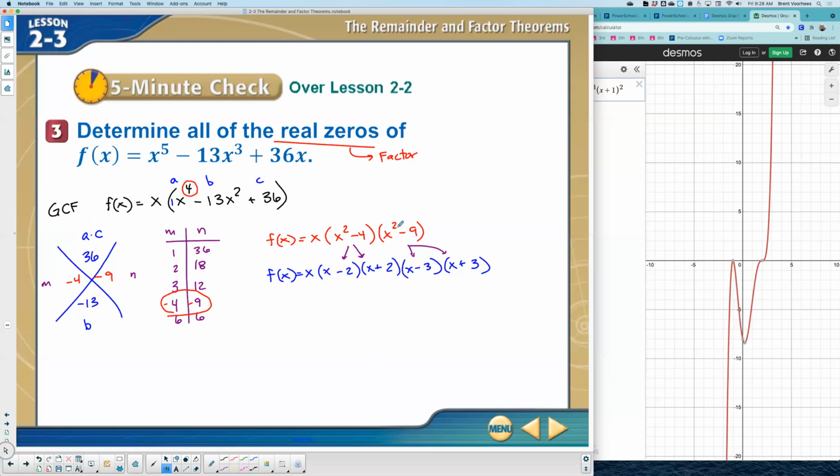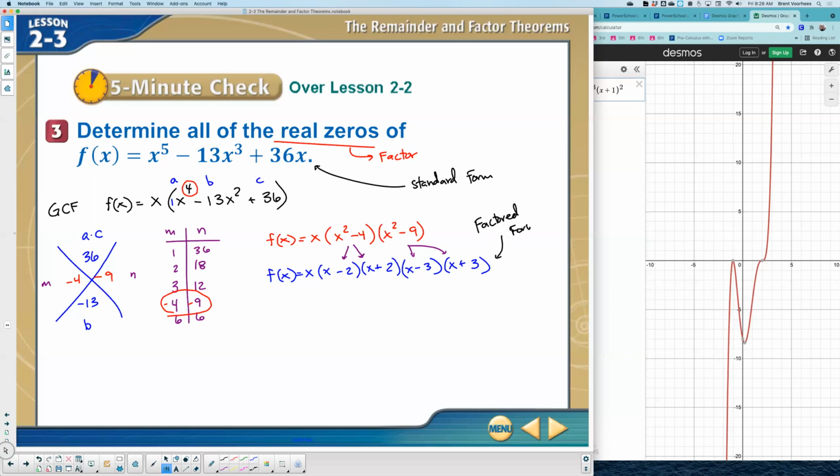These are my factors. So now that I have this, it's called factored form. If this was standard form, what we just found was factored form. And we're going to learn on lesson 2.5, the reason you use factored form is factored form will always find your zeros.